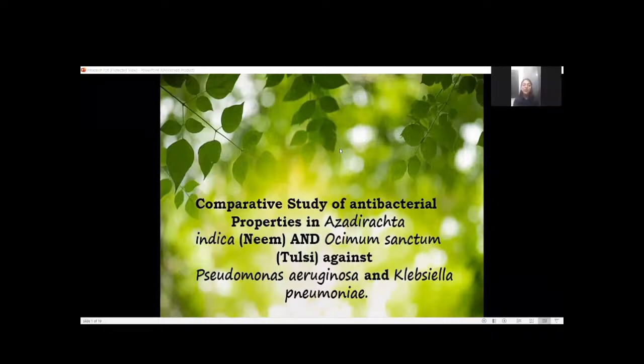Warm regards to one and all present. Myself, Ms. Navya Shetty, with my presentation partner, Ms. Madalsa Patil. Today, I'm here to give a presentation on the topic: Comparative Study of Antibacterial Properties of Azadirachta indica and Ocimum sanctum against Pseudomonas aeruginosa and Klebsiella pneumoniae.